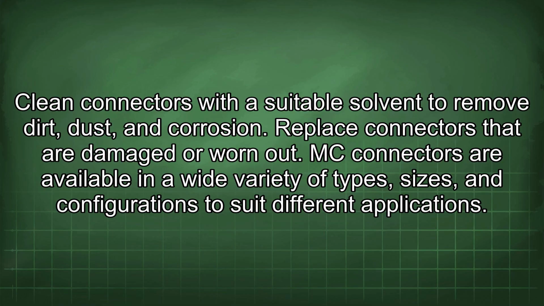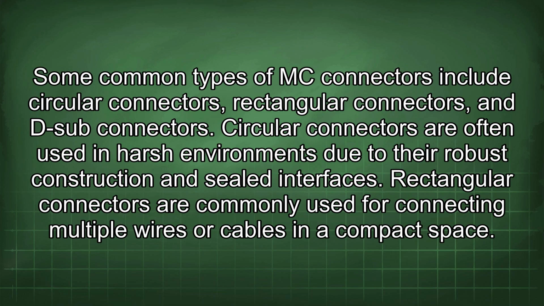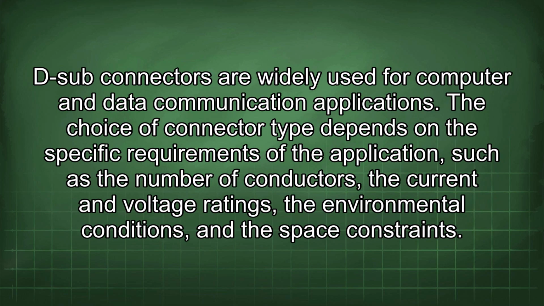NC connectors are available in a wide variety of types, sizes, and configurations to suit different applications. Some common types of NC connectors include circular connectors, rectangular connectors, and D-sub connectors. Circular connectors are often used in harsh environments due to their robust construction and sealed interfaces. Rectangular connectors are commonly used for connecting multiple wires or cables in a compact space. D-sub connectors are widely used for computer and data communication applications.